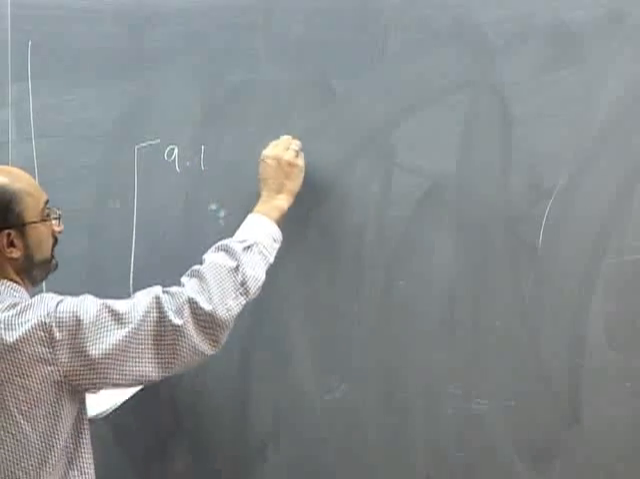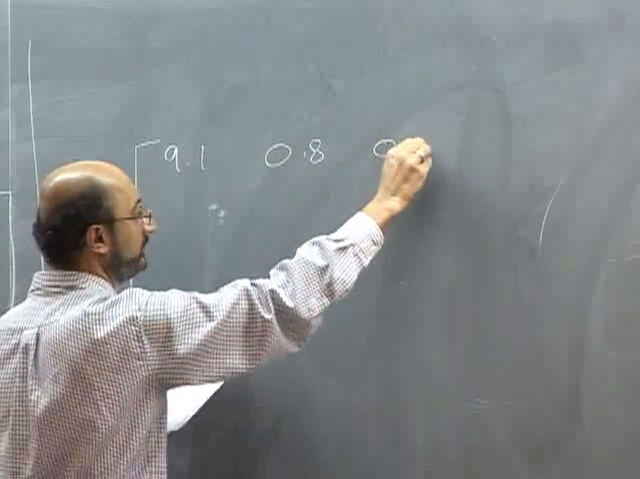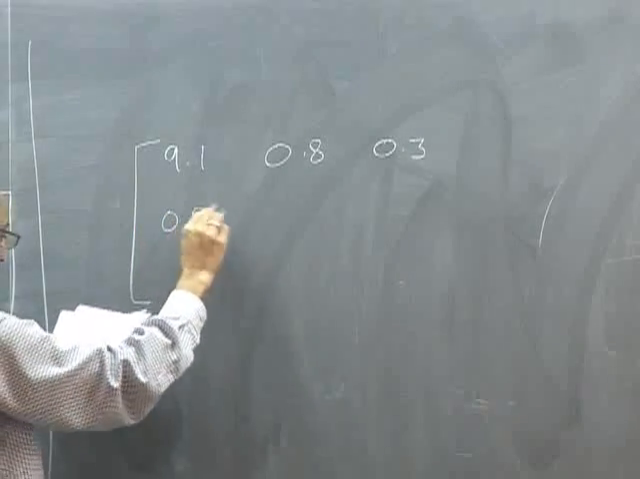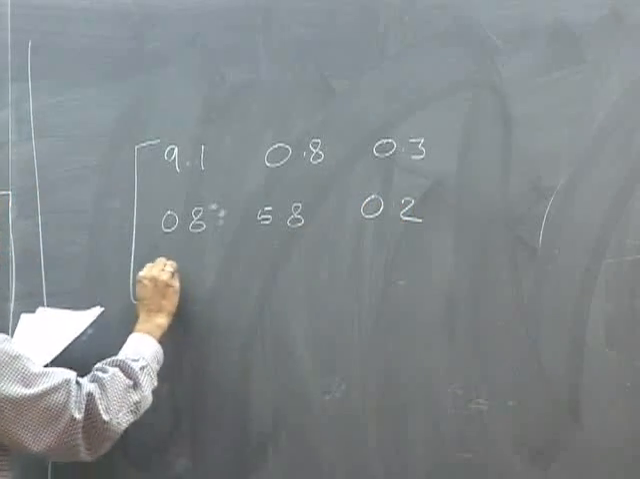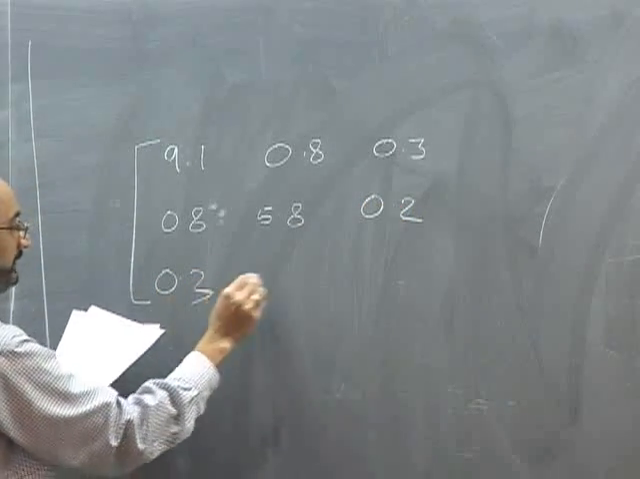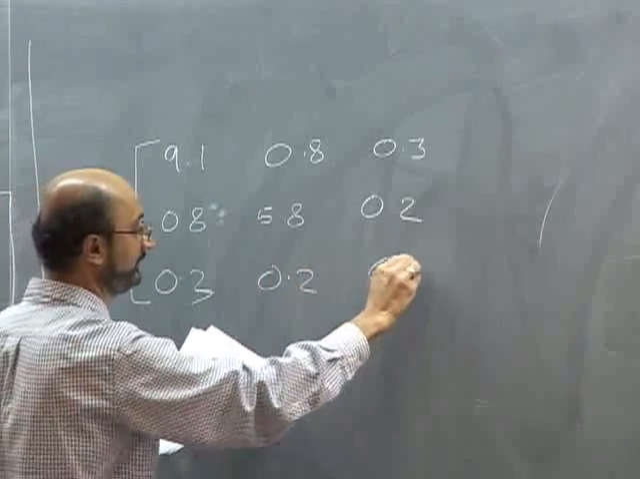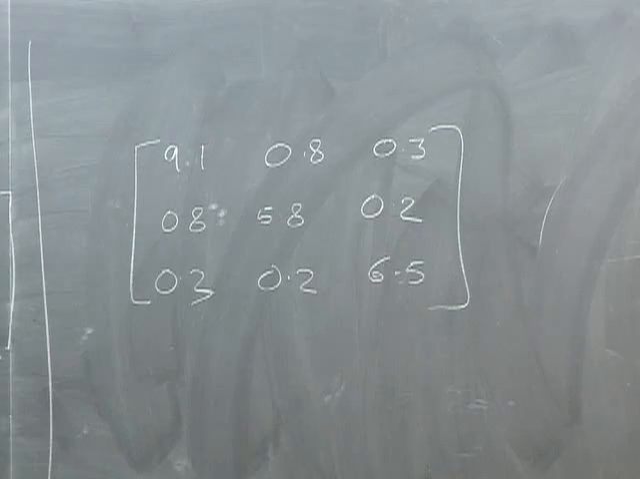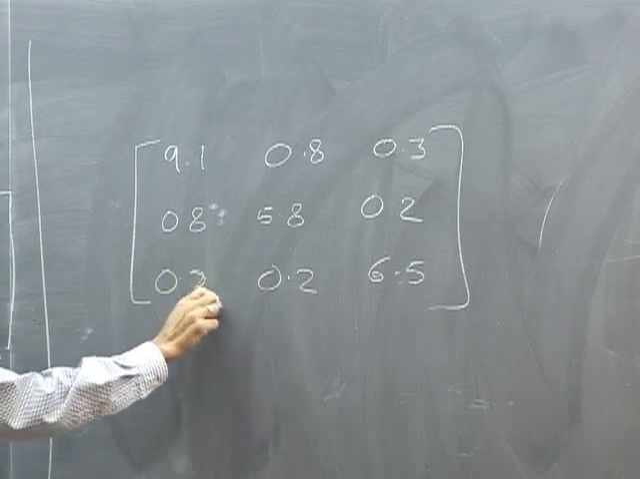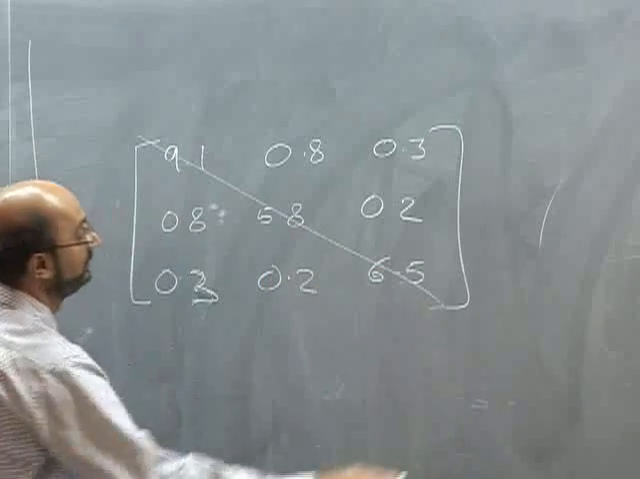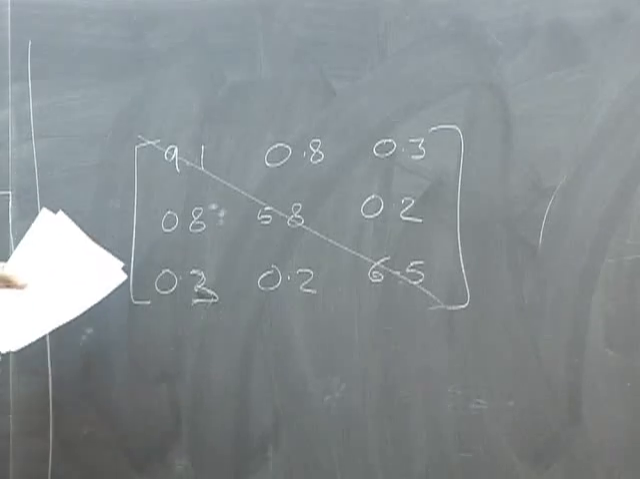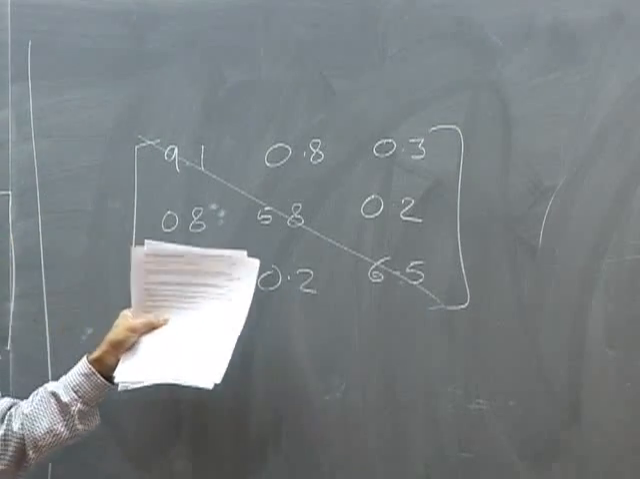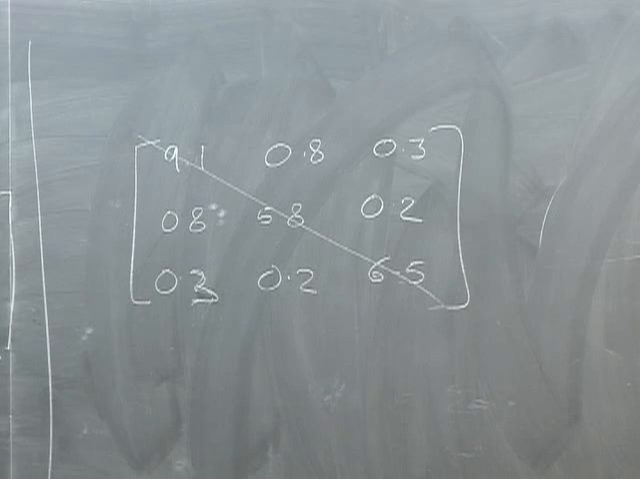9.1, 0.8, 0.3, 0.8, 5.8, 0.2, 0.3, 0.2, 6.5. So the two things that should strike you right away. One of them is that if I consider the main diagonal, the magnitudes are mostly in here, 9, 5.8, 6.5, and all the off-diagonal elements don't have that much weight. The magnitudes are not that large. That's the first thing.